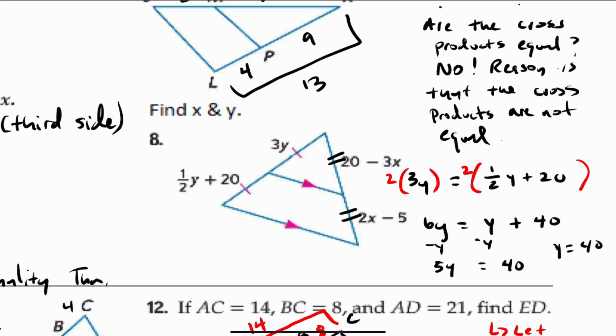So 6y minus y gives 5y equals 40. Or sorry, not y equals 40. y is equal to 8. y is equal to 8. Okay? So that's how you solve for y.